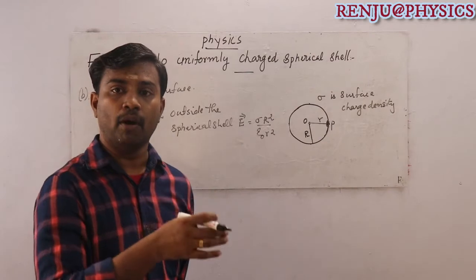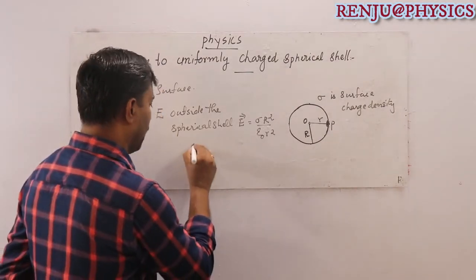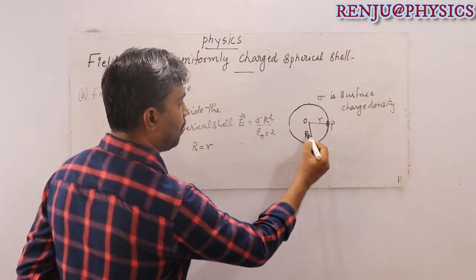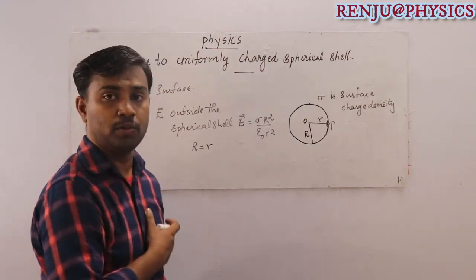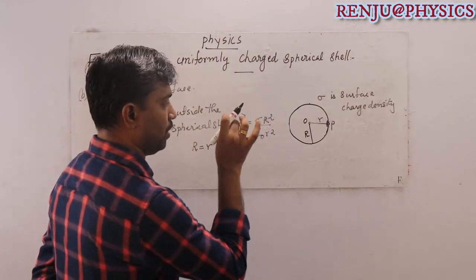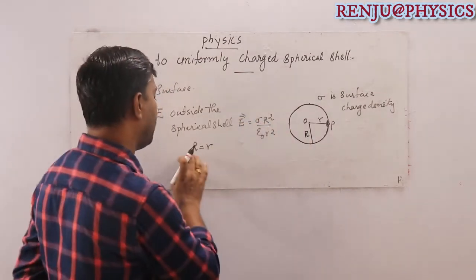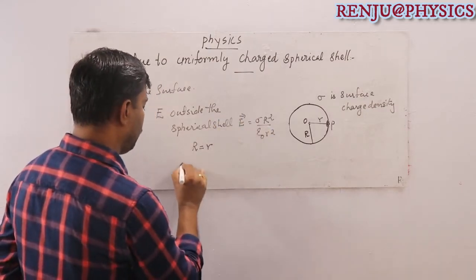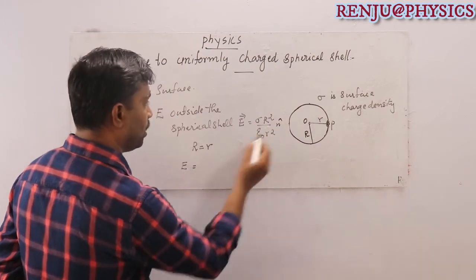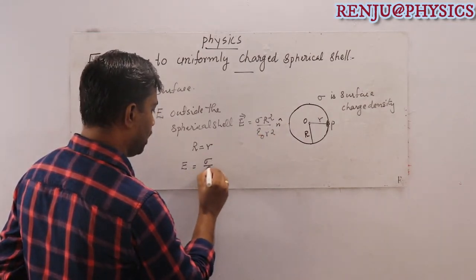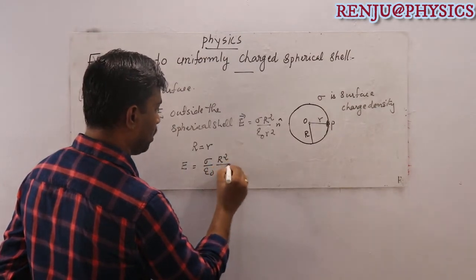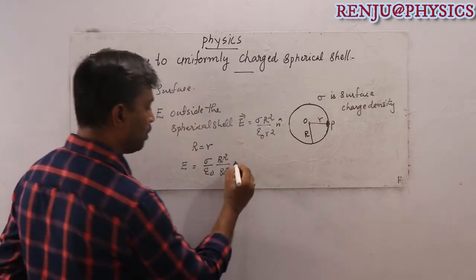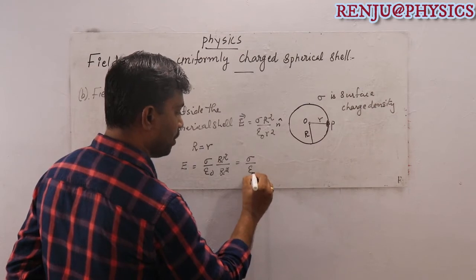Now we consider the point P on the surface. That means capital R is equal to small letter r. That is, point P on the surface of the spherical shell. So the capital R, the radius of the spherical shell, is equal to the distance between the center of the spherical shell and the point, that is, capital R and r are equal. So this equation changes to electric field E is equal to sigma by epsilon 0, here R square divided by, instead of small letter r we can write capital R square. So R square will be cancelled, and we get sigma by epsilon 0.